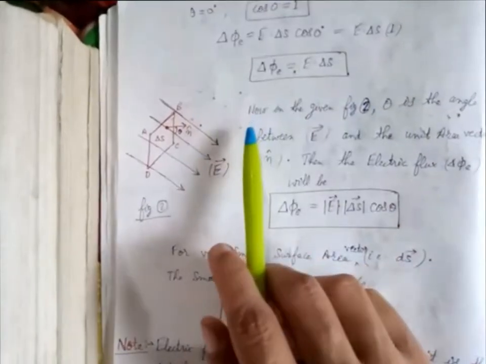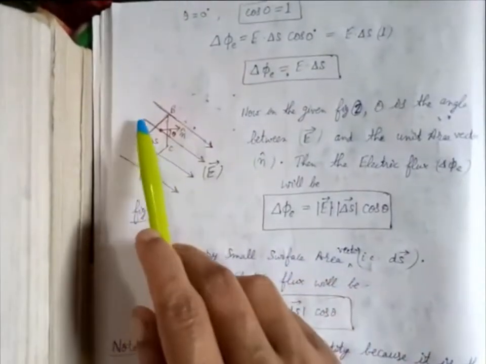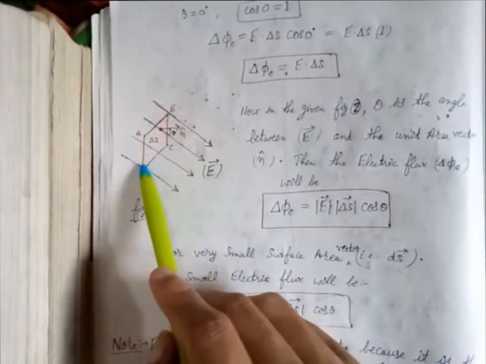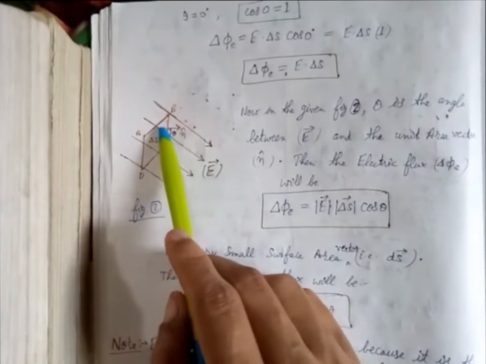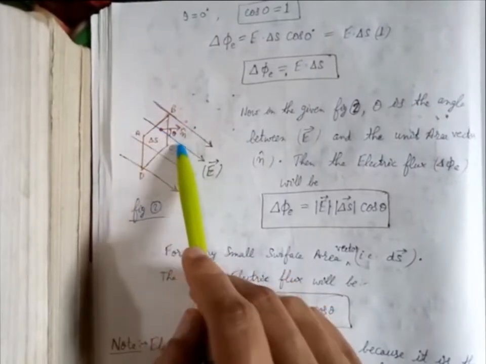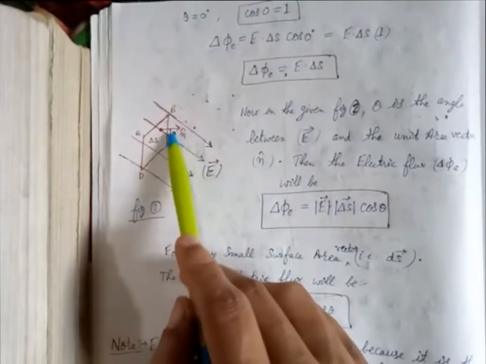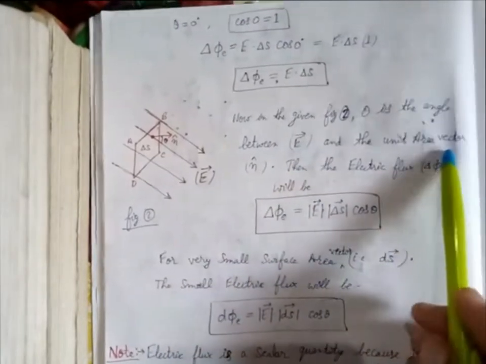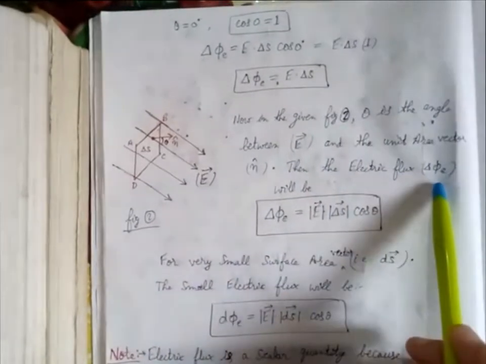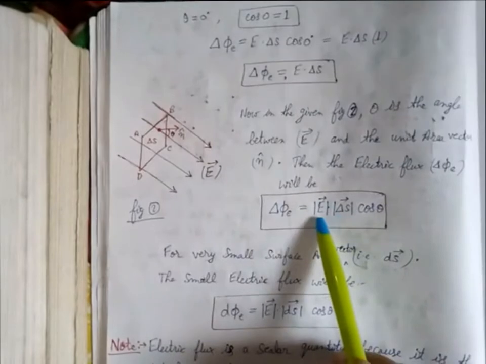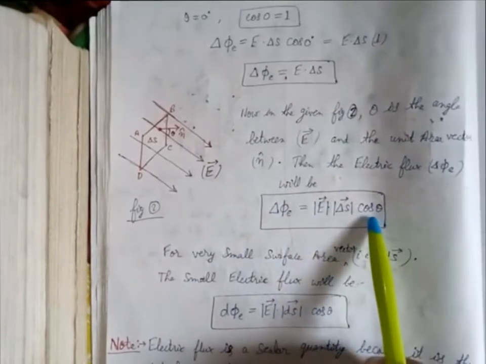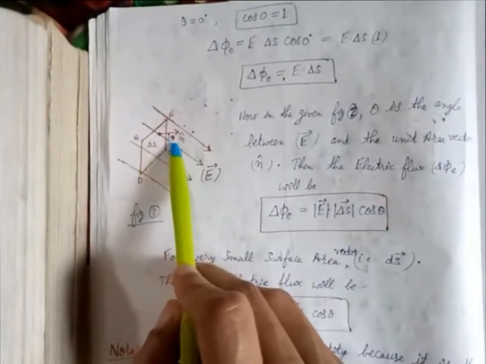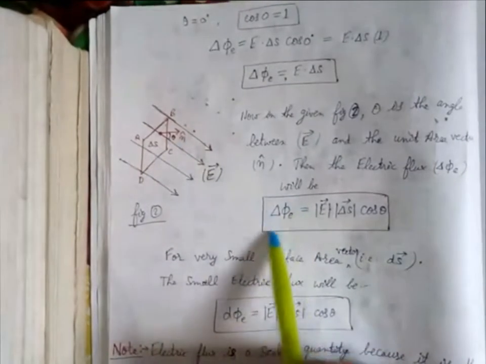Now what are the other cases or conditions? If the electric field is not perpendicular to the cross sectional area, or we can say the unit area vector is making a certain angle theta with the electric field vector, as in figure 2, where theta is the angle between the electric field vector and the unit area vector n cap, then the electric flux value will be delta phi E equal to mod of E into delta S into cos theta, the cos component of this.